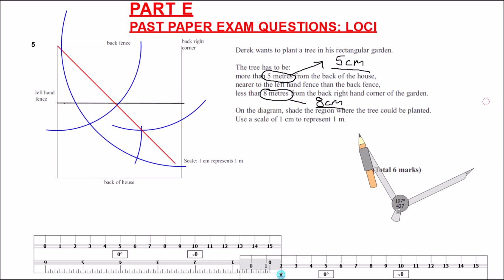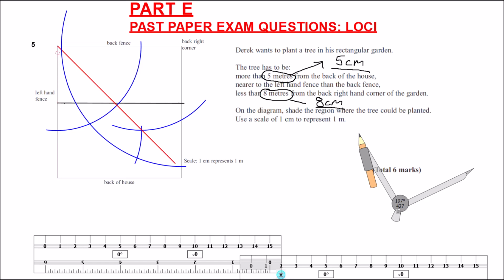Okay, so just putting all these bits and pieces together. We know that it's got to be more than 5 meters from the back of the house. It needs to be up in this top region here. We also know it needs to be closer to the left-hand fence. It needs to be in this triangular section here. So we're looking at this triangle, from the red line, the black line, and the left-hand fence.